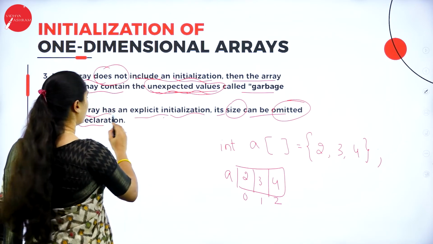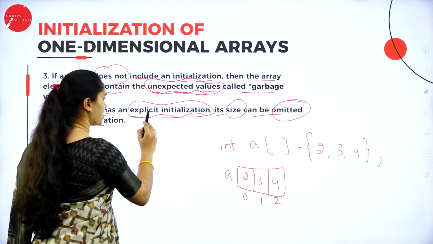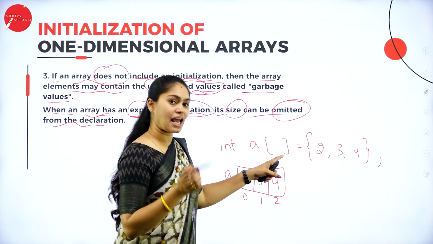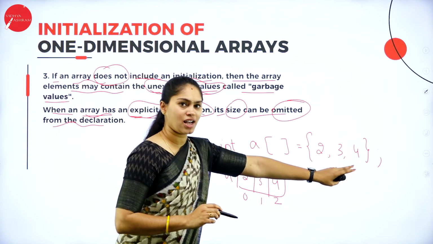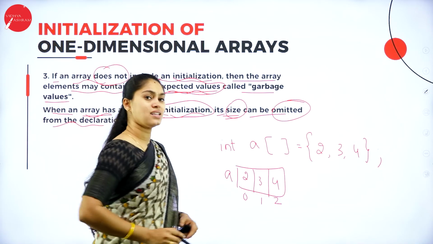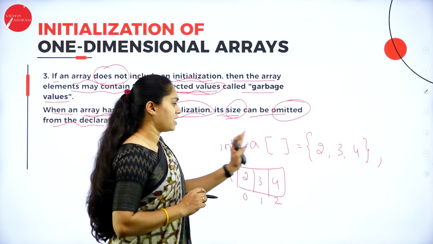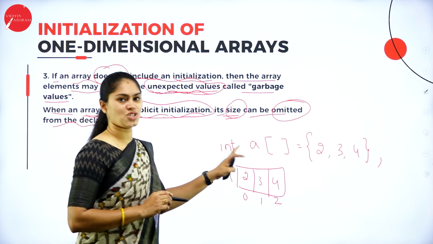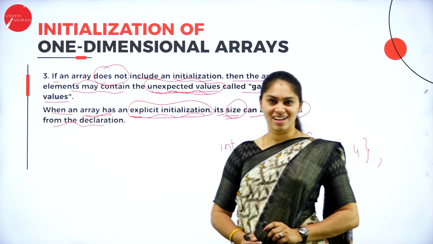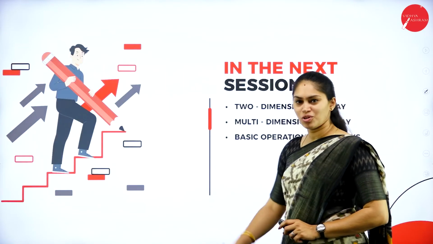What does it mean when an array has an explicit initialization? Implicitly I am not specifying the size. Explicitly I am initializing certain values or elements to the array. At that time we can omit the size at the time of its declaration. This is how the initialization and declaration work, and it's all about the one-dimensional array. I hope you all understood. It's all about today's session.